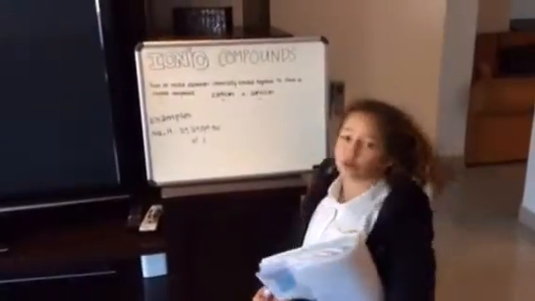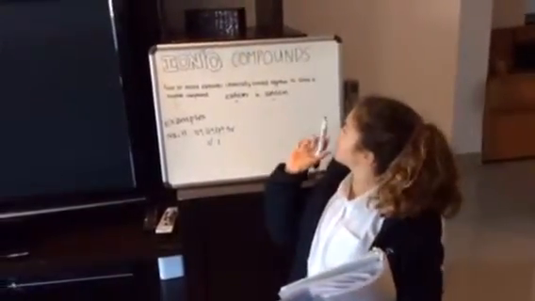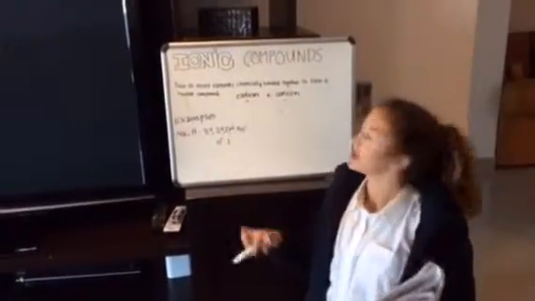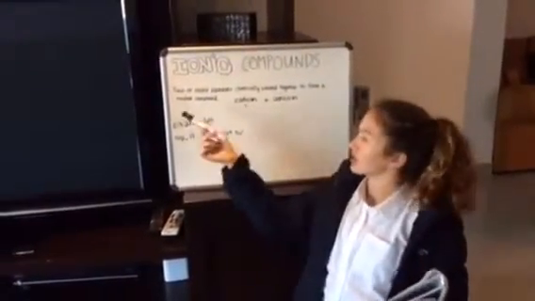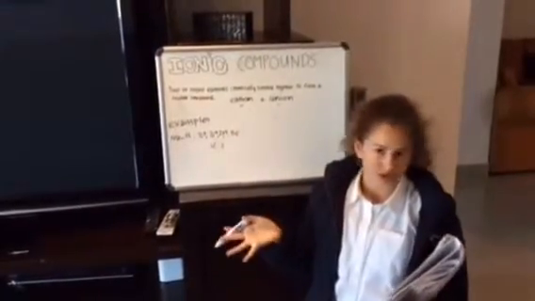Ionic compounds are two or more elements chemically bonded together to form a neutral compound. With the cation and an anion, a positive and a negative, you make a neutral compound. That's what we're looking for.